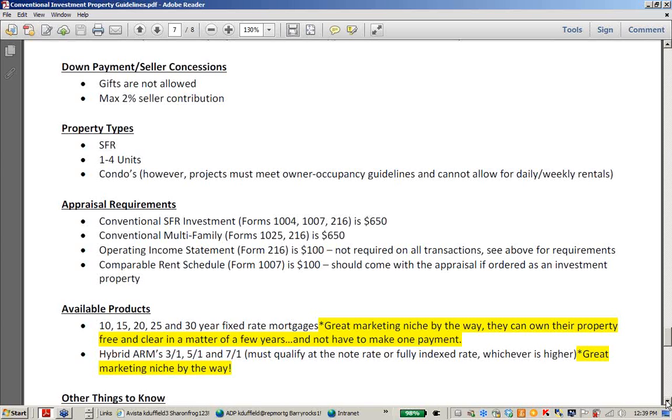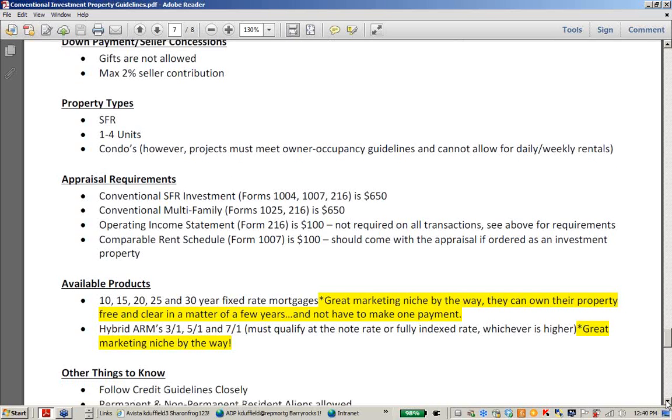If you end up not ordering one and you need one later, you can go back and order it. That's not a problem. You're just going to have to pay the $100 at that point. If you're doing an appraisal for a multi-unit property, that cost is $650. And then investment properties are available on all of our fixed-term loans and on our hybrid ARMs.